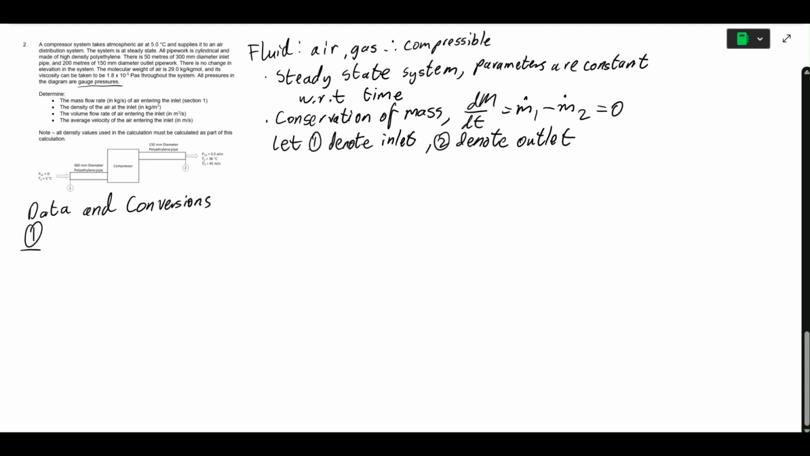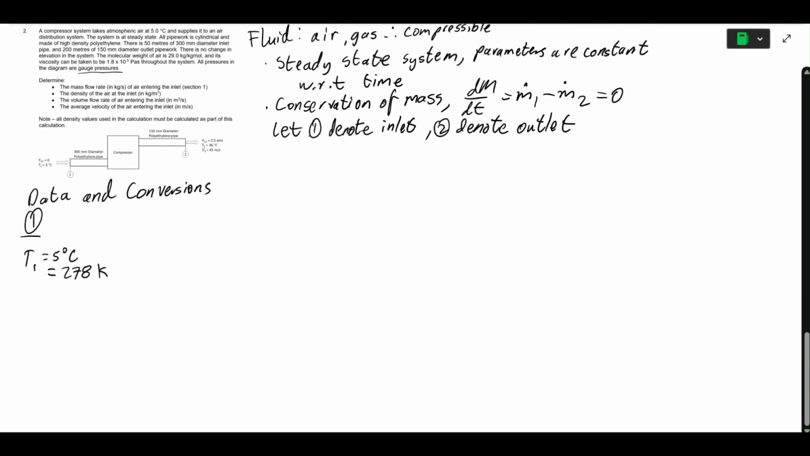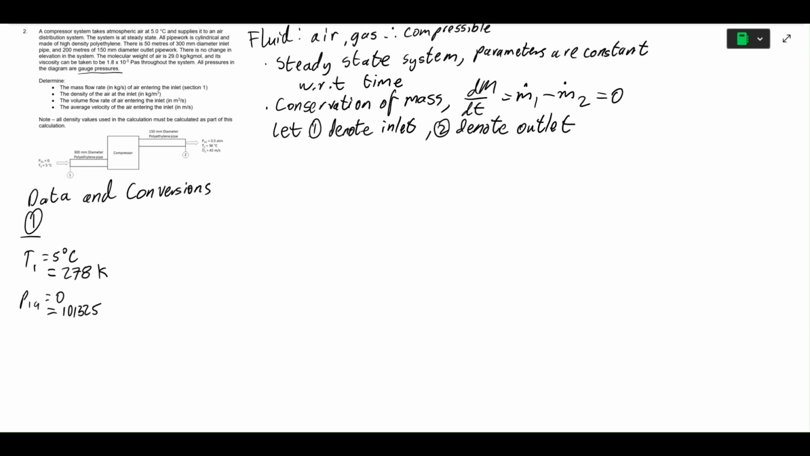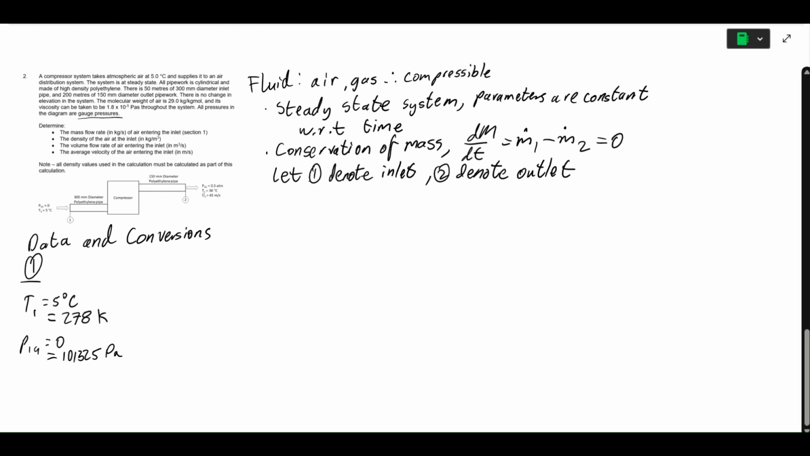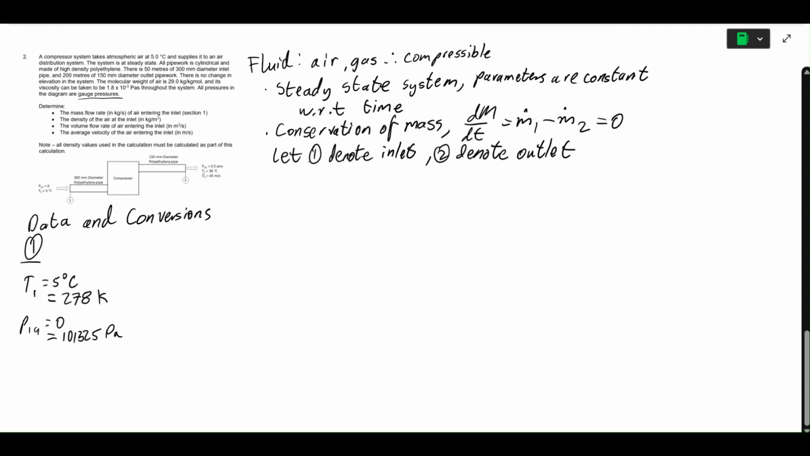So at 1, we have T1 is equal to 5 degrees Celsius, which is equal to 278 Kelvin. I'm not going to write 0.15, I'm just going to keep it a little bit simple. We have our gauge pressure, which is equal to 0, which is just 101,325 pascals. We know that because 1 atmosphere pressure is 101,325 pascals, and a compressor system takes atmospheric air at 5 degrees Celsius. So we know we are working at sea level. We're not on a mountain or under the water.